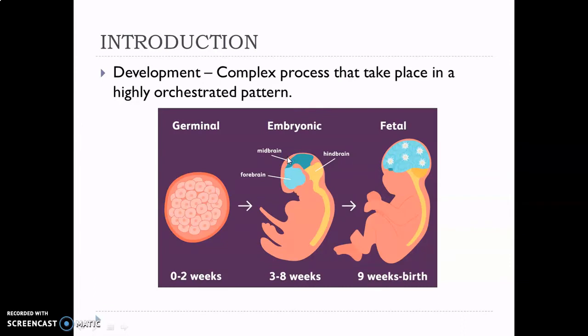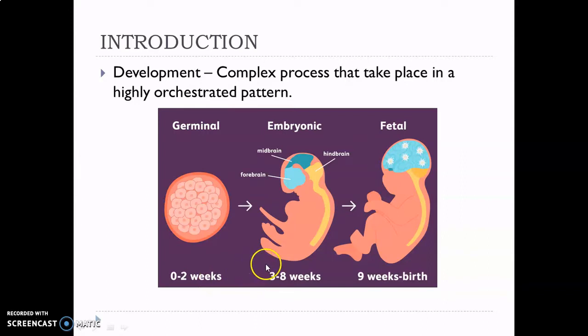Human development is a complex process that takes place in a highly orchestrated pattern. The embryonic development can be divided into three phases: germinal, embryonic and fetal phase. The germinal phase involves cellular proliferation, cell migration and, to an extent, cellular differentiation. It starts from the time of conception and lasts till 2 weeks of intrauterine life.